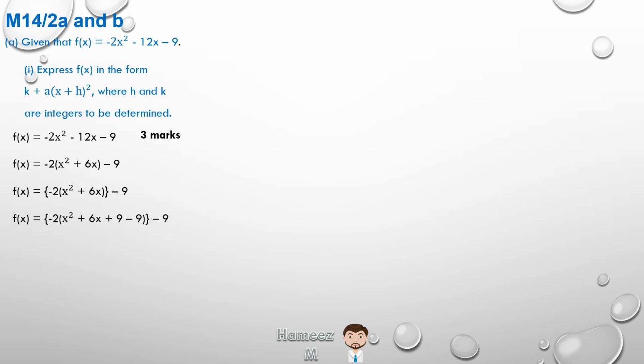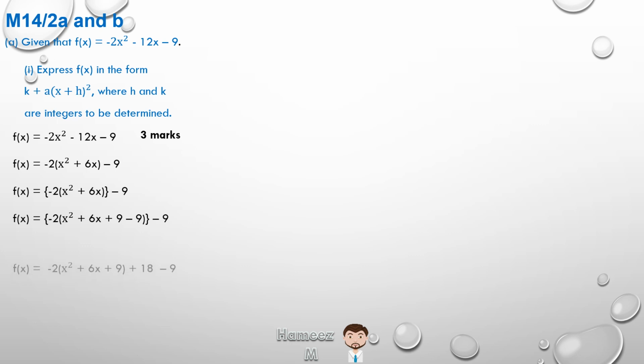And what we want to do is take the 6x and split it into 2. So that will be 3. And then we're squaring it. So we want to add 9 minus 9. The reason for doing such, 9 minus 9 is 0. So we're not actually creating a new formula, we're just changing the form.